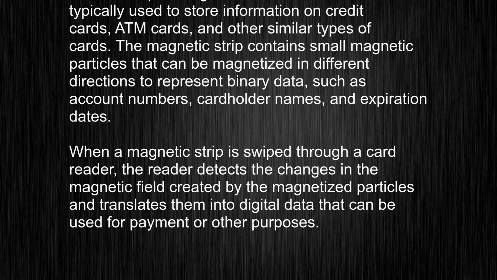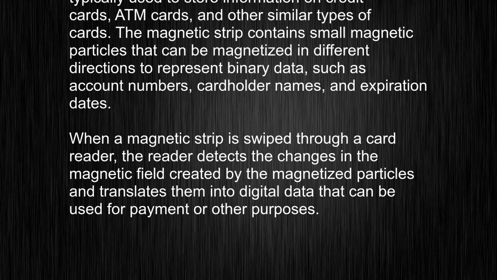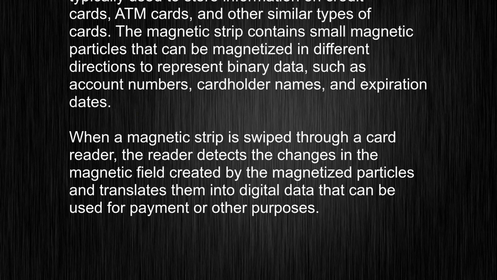When a magnetic strip is swiped through a card reader, the reader detects the changes in the magnetic field created by the magnetized particles and translates them into digital data that can be used for payment or other purposes.